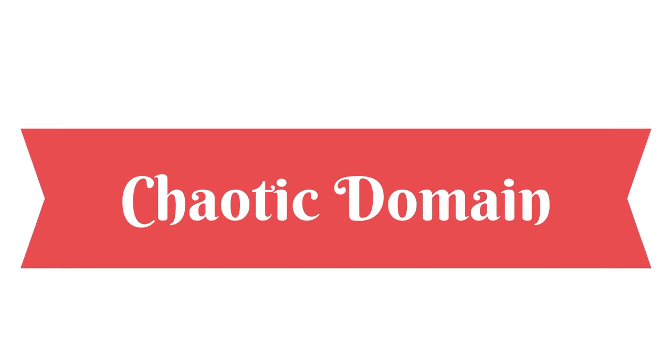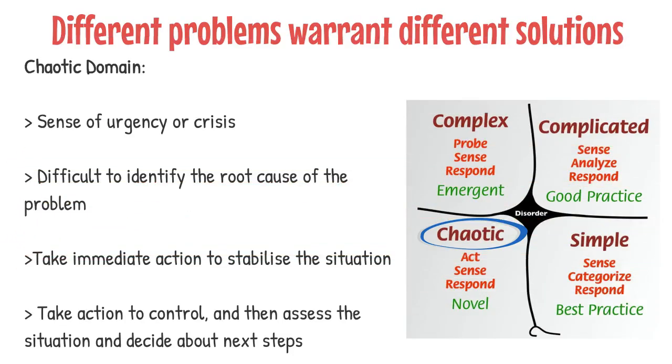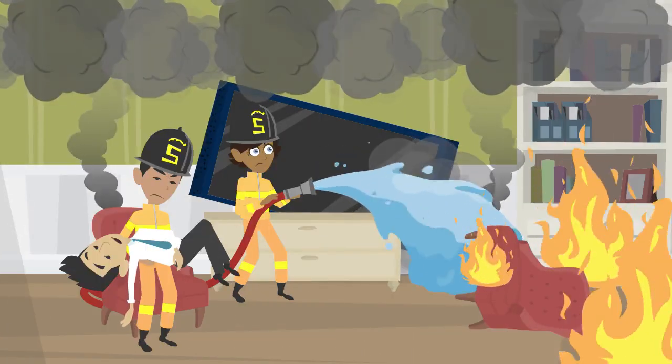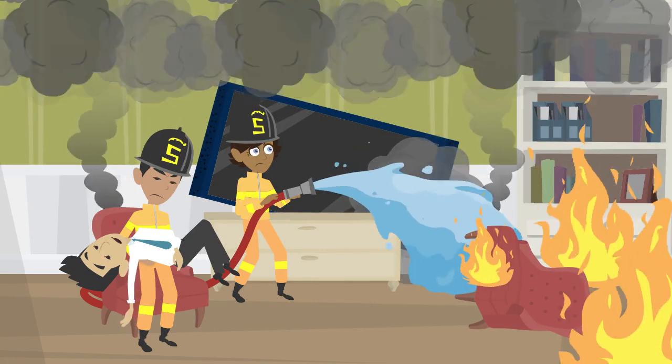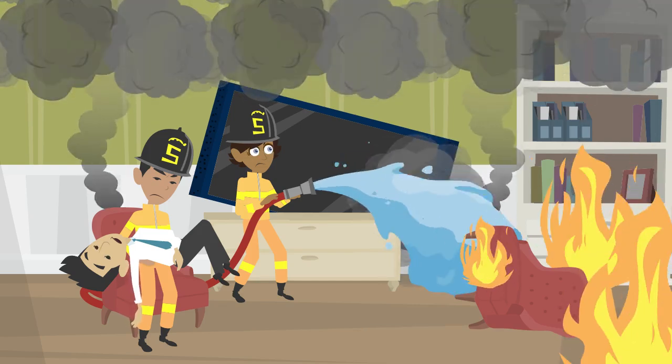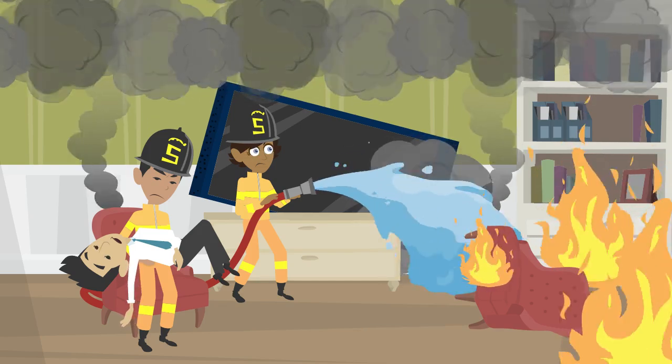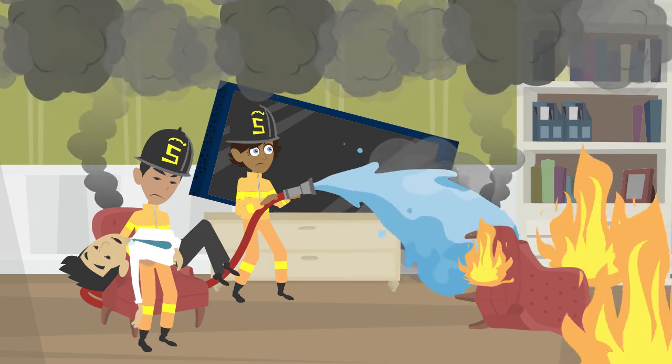Fourth domain is the chaotic domain, where things have gone off the rails and an immediate remedy is needed. In a chaotic situation, there may be a sense of urgency or crisis, and it may be difficult to identify the root cause of the problem or to know what action to take to address it. Focus on stabilizing the situation by taking immediate action to mitigate the damage and prevent further harm. Therefore, the approach is to take action to control and then assess the situation and decide about the next steps.